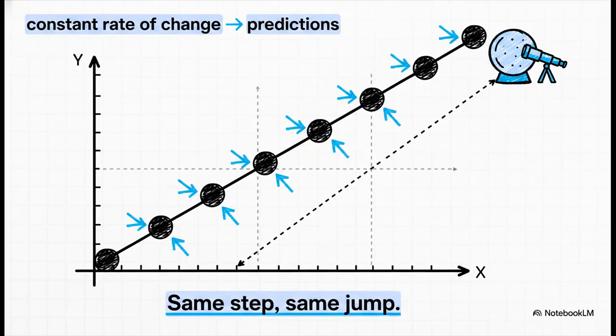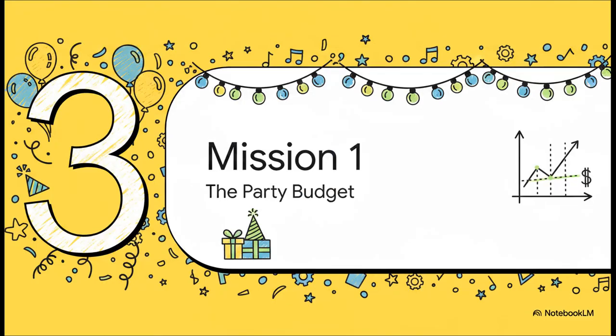Okay, so here's the key takeaway, the big aha moment. When that rate of change is constant, the relationship is linear. And having a constant, predictable rate is exactly what you need to start making some seriously powerful predictions about the future. All right, enough theory. Let's put this superpower to work. Your first mission, should you choose to accept it, involves planning a party.